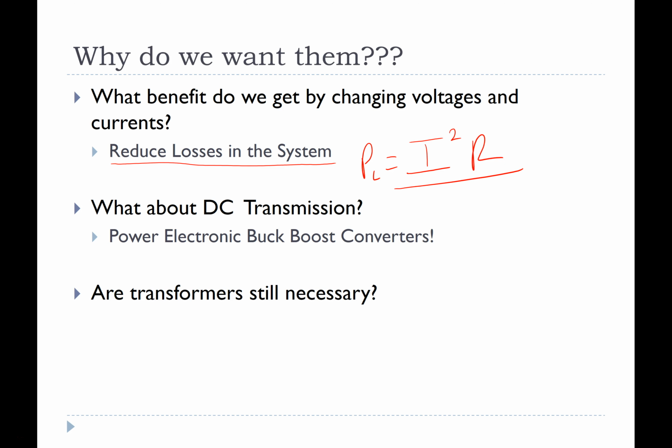So when we change the voltage level, say we raise the voltage, the current would drop, and that will result in lower I squared R, and then lower power losses for the same amount of power that you want to transmit. Now, what about DC transmission? Could we do this?